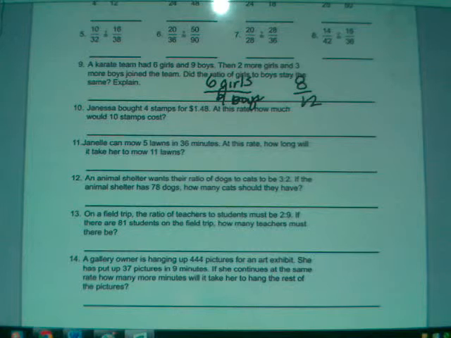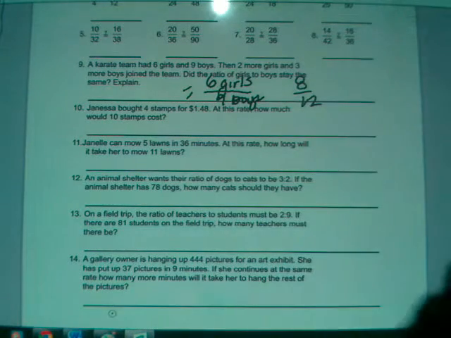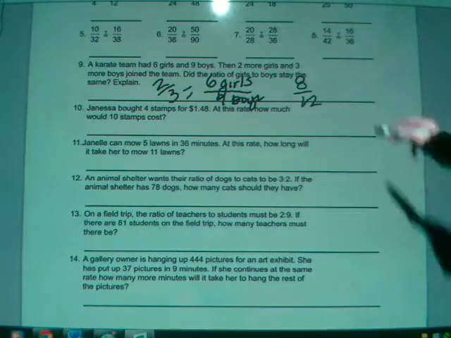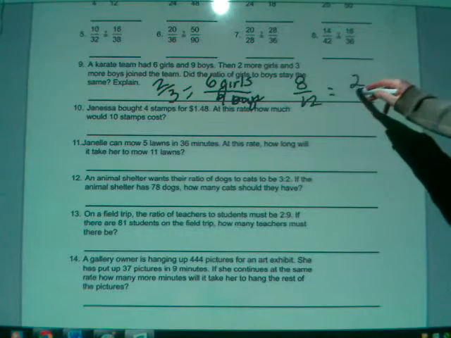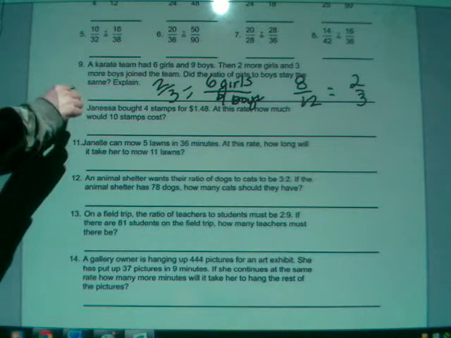Or are those two ratios or fractions, whatever you want to say, proportional? Well, if we reduce 6/9 down, if we chop 3 out, it goes down to 2/3. Meanwhile, if I take 8/12 and chop 4 out, that also goes to 2/3. Since both of these went to 2/3, the answer here is yes. The ratio of the girls to the boys did happen to stay the same.